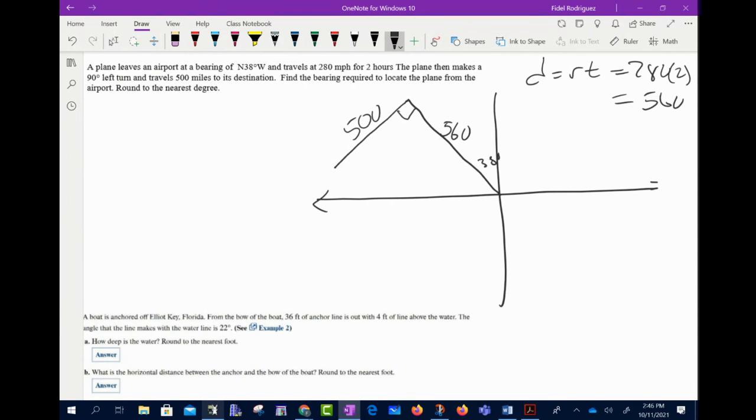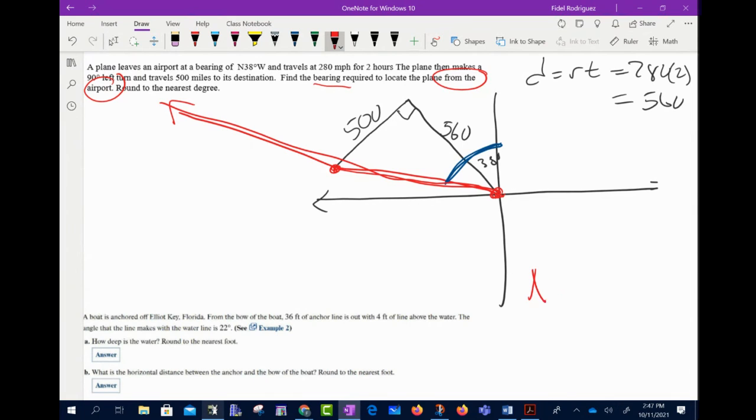Find the bearing required to locate the plane from the airport, rounded to the nearest degree. Okay, so let's see what we're trying to find. We're looking for the bearing required to locate the plane. Look what it says, from the airport. So I'm looking for the bearing from this point here to that point there. Remember the main angle we're trying to find, y'all, is this angle right here. Since we're looking for the bearing from the airport to the plane, I know we're going in a north direction. And then because we're going slightly to the left, it's going to be north, some angle degrees west, right?